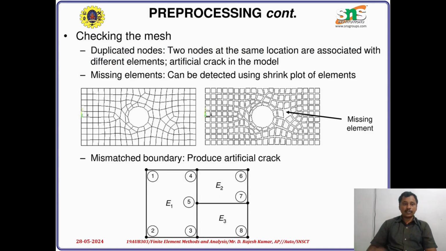The next is checking the mesh. Here the duplication of nodes and missing elements are checked by the software. This is also one of the parts of the pre-processing stage. The element numbering and missing elements are all identified and rectified in this stage.